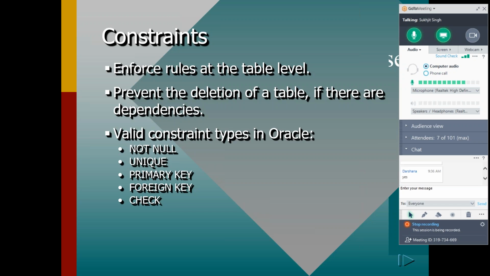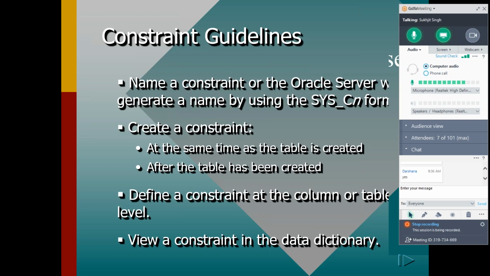So valid constraint types are these 5, and we'll look at each one of them. Generally, there are naming guidelines for the constraints. Constraints that are created where we don't give a name, like not null, get a name defined by the database using this naming convention: sys underscore c and then n, where n is a value that just gets updated each time. So it's kind of a very generic name.